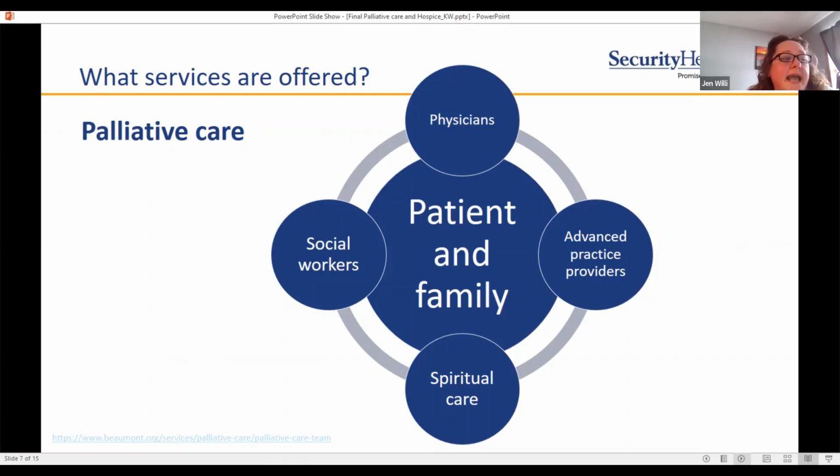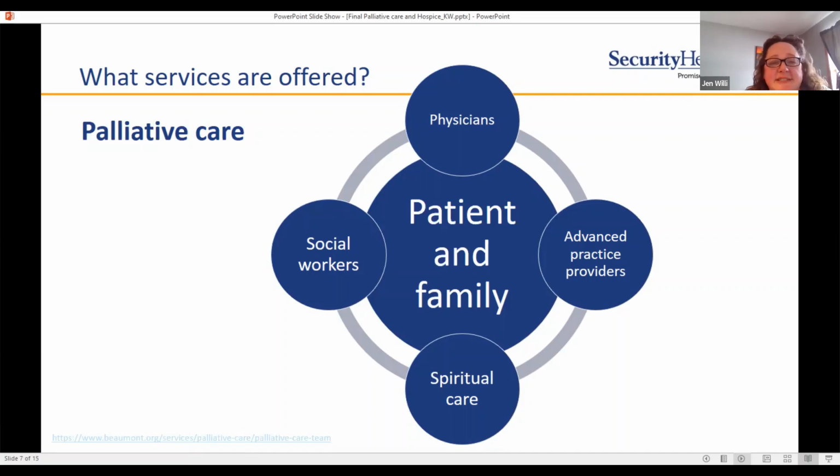At the center, you have the patient and the family. Of course, they're going to be the main focus. And by family, I mean anyone that's involved with the patient's life in an informal way. It could be neighbors, friends, family members, church members, whoever it might be.